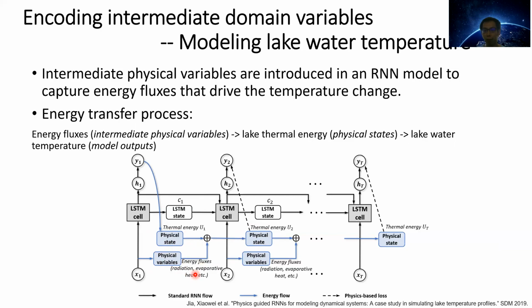Remember, when we previously talked about this example, we mentioned that the change of lake thermal energy depends on the difference between incoming and outgoing energy fluxes. By using this additional energy flow, we are expressing the same kind of relationship. The physical state depends on the previous physical state and also this additional net gain of energy fluxes. So by using this energy flow, we are trying to force this recurrent neural network model to capture this kind of energy transfer process, which really drives the change of temperature in these lake systems. That's how we can encode some intermediate physical variables in a machine learning architecture.